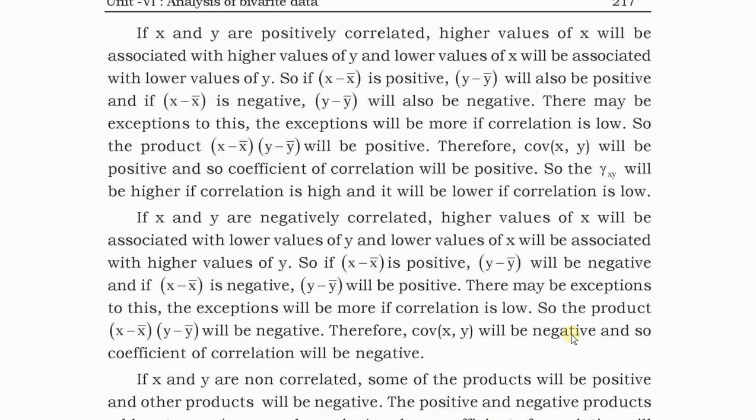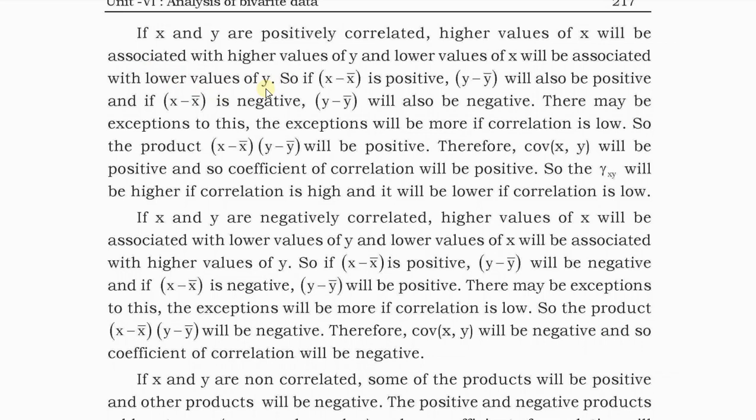Now let us look at the different interpretations of the answers. If x and y are positively correlated, then the higher values of x will be associated with the higher values of y, and the lower values of x will be associated with the lower values of y. So positive correlation means both the variables will change in the same direction. If x decreases, then y also decreases.